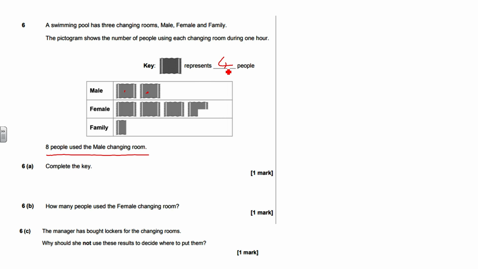Next I need to say how many people use the female changing room. Well, I know that each one of these is 4, so that's 4, 8, 12, and then because this is 3/4 of the whole shape, each one of these is worth 1. So I've got 4, 8, 12, 13, 14, 15.